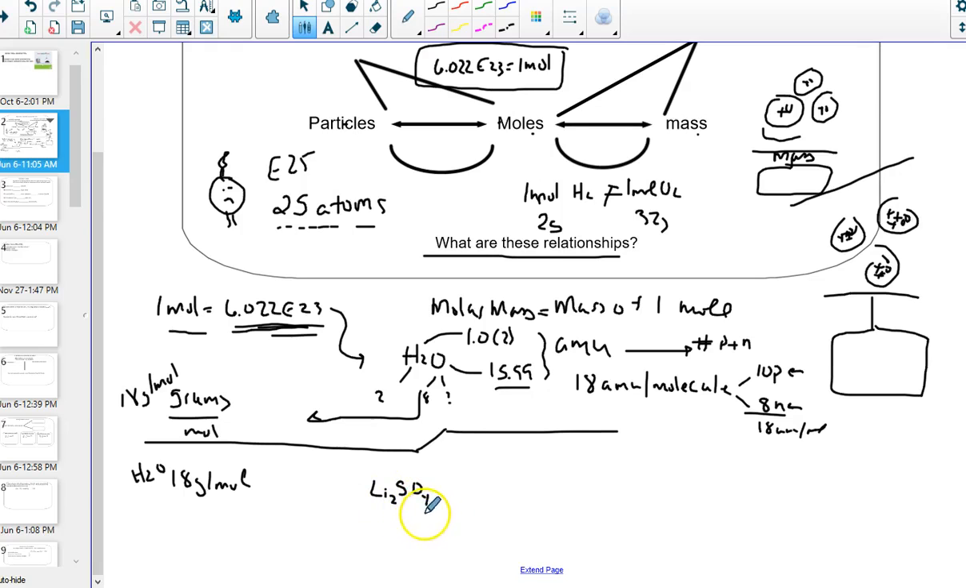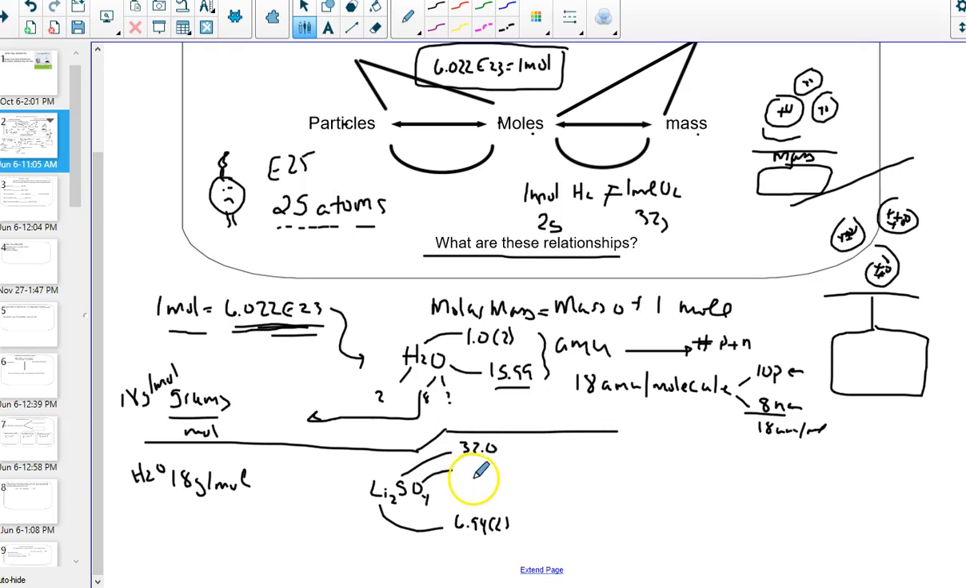Again, you just go to your periodic table and you add up the average atomic weights of these things. Okay? Lithium is 6.94 times 2. Sulfur is 32.0.